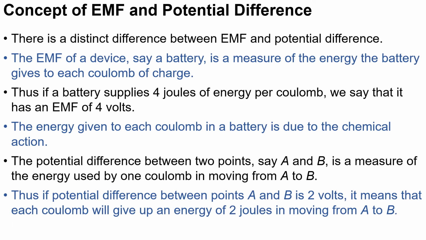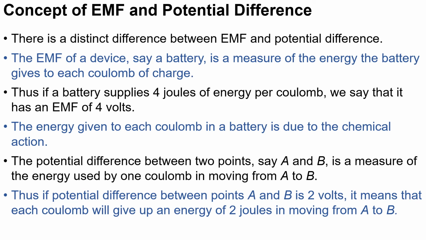Concept of EMF and potential difference. There is a distinct difference between EMF and potential difference. The EMF of a device, say a battery, is a measure of the energy the battery gives to each coulomb of charge. Thus if a battery supplies 4 joules of energy per coulomb, we say that it has an EMF of 4 volts. The energy given to each coulomb in a battery is due to the chemical action.